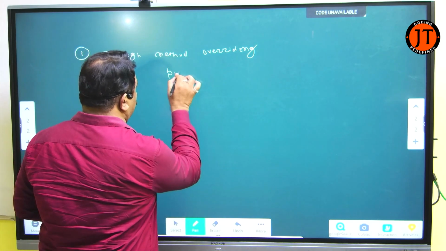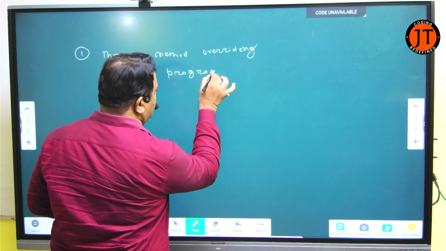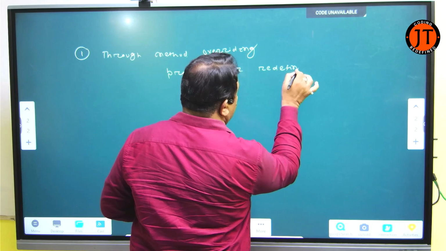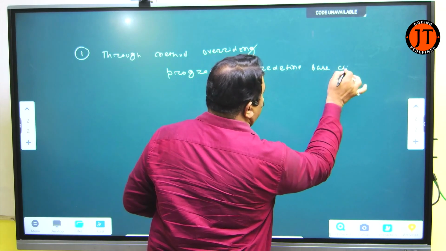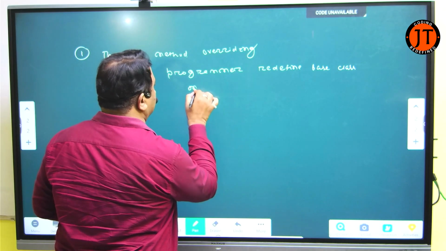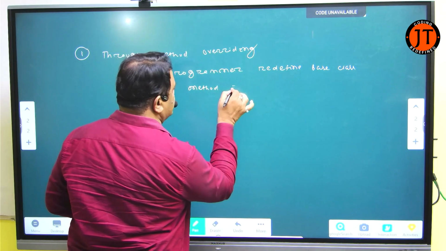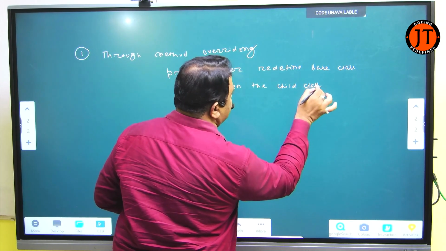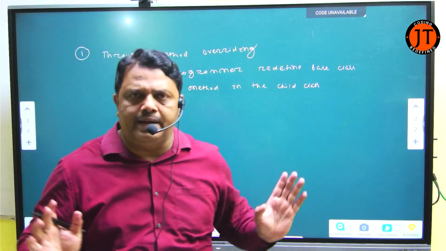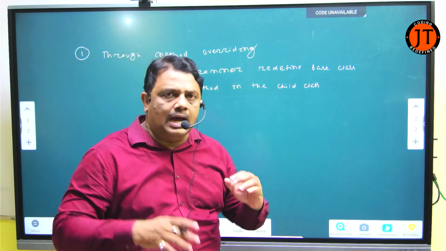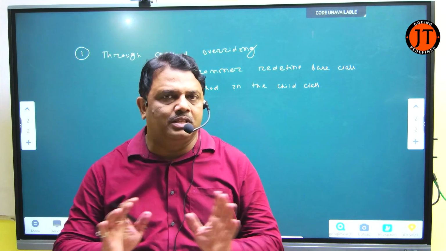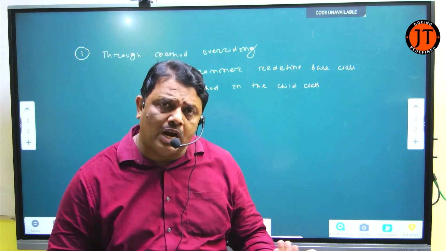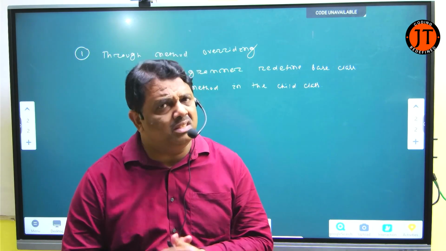Here you see, the programmer redefines the base class method in the child class. Without method overriding, it is not possible for me as a programmer to redefine the base class method in the child class. In simple words, it is a technique through which, as a programmer, I can redefine the base class method in the child class.